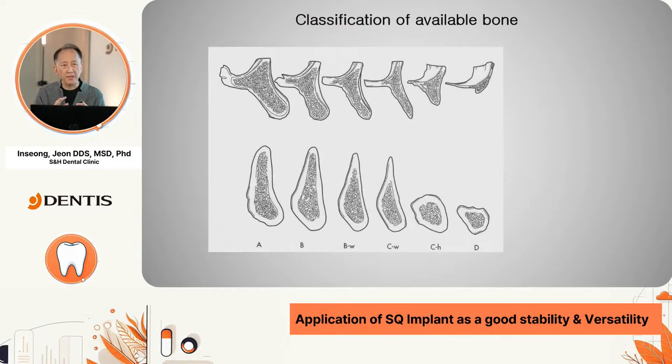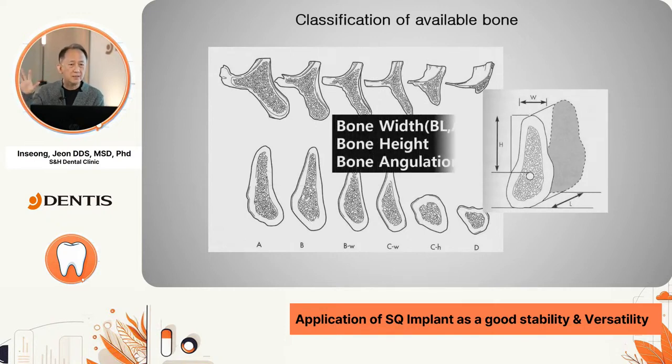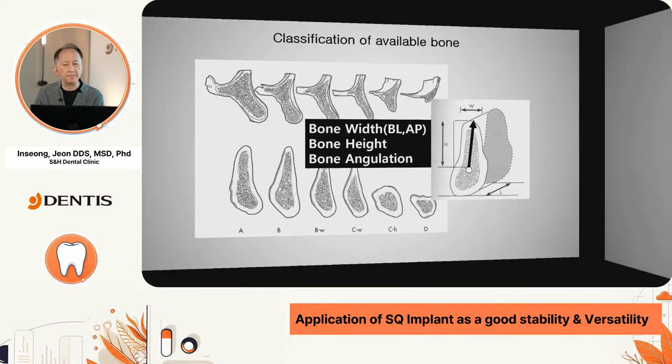Intraorally, the bone is very, very highly variable. From the normal bone, according to time, the bone changes: initially horizontal bone resorption, and then gradually vertical bone resorption. So there are three factors: bone width, bone height, and bone angulation. Of course, bone width influences the implant diameter. Available bone height influences the implant length. Finally, bone angulation influences the surgical technique. So if you evaluate the bone, these three factors are the first step.